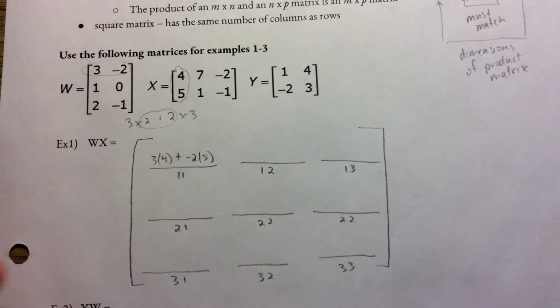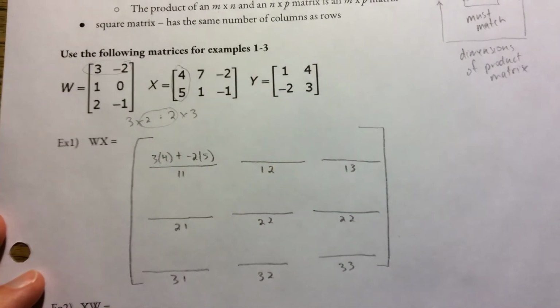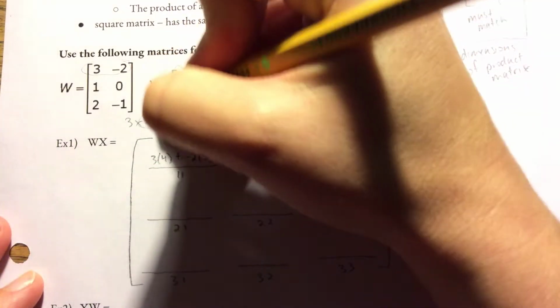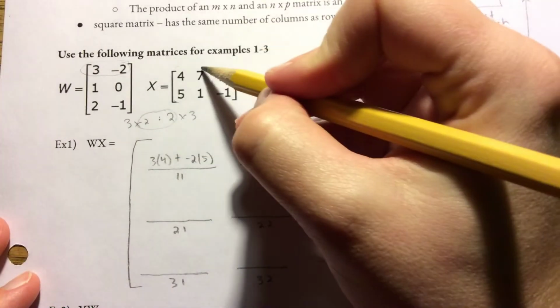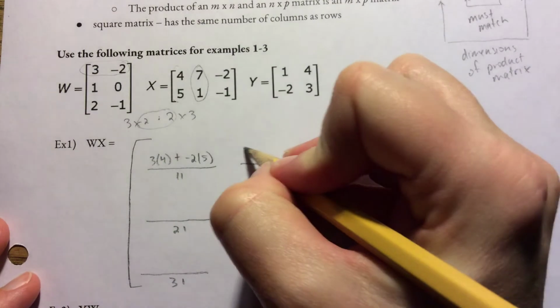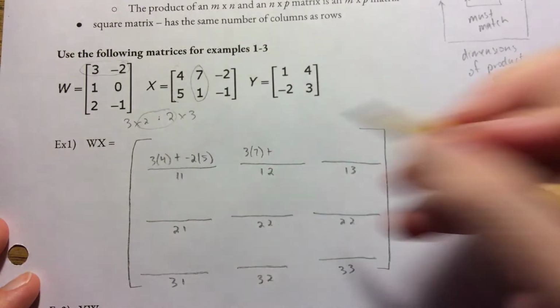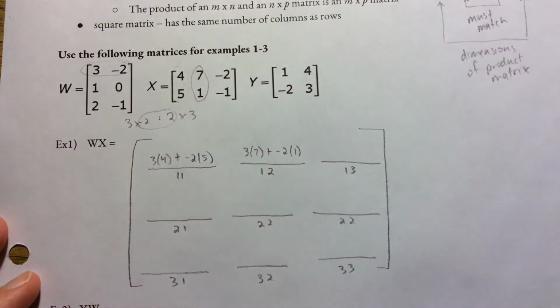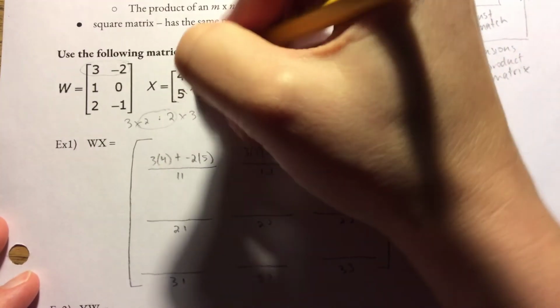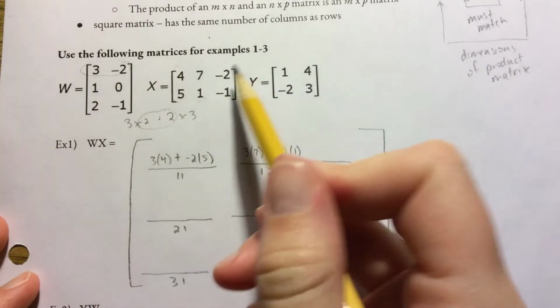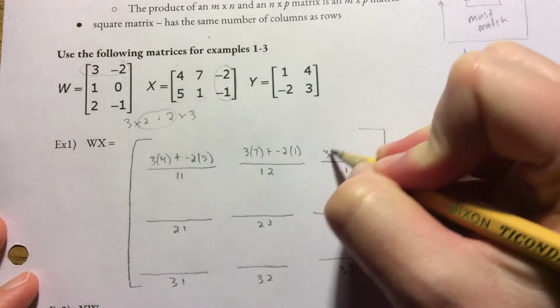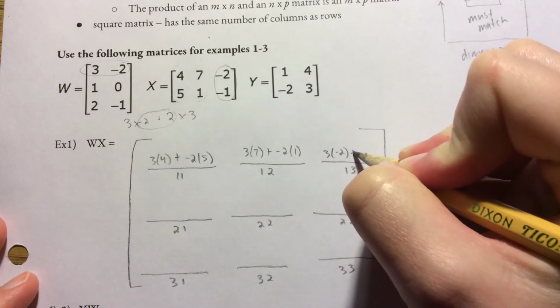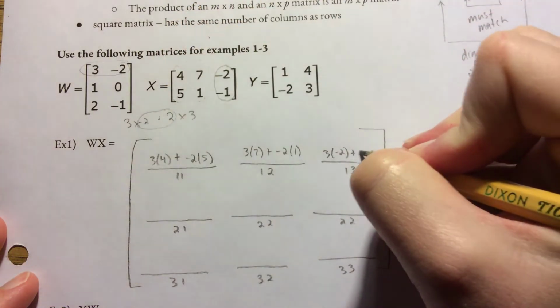Oops. So that was first row times first column. In this 1, 2 spot, I'm going to do first row times second column. So I have 3 times 7, negative 2 times 1. 1, 3 means first row times third column. So that's going to be 3 times negative 2 plus negative 2 times negative 1.